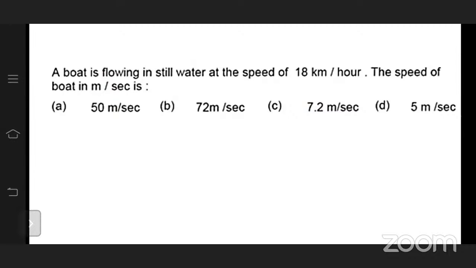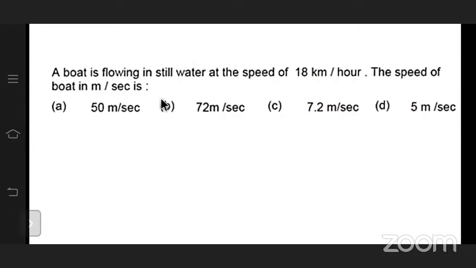So today in Sainik class, we're going to take a maths class about a previous year question paper. Okay. So the first question is, a boat is flowing in still water at the speed of 18 kilometer per hour. The speed of boat in meter per second.